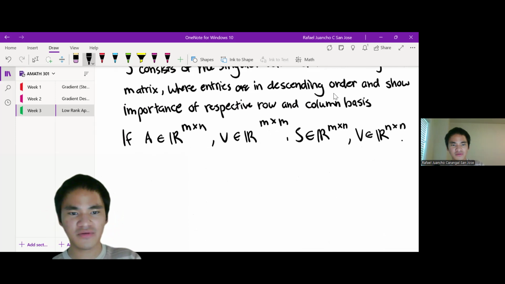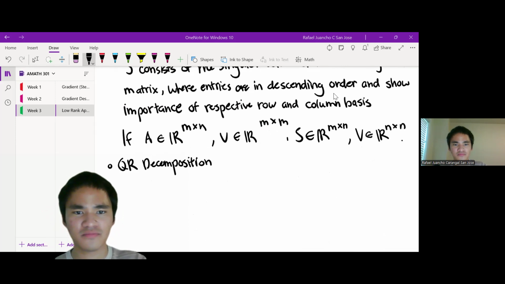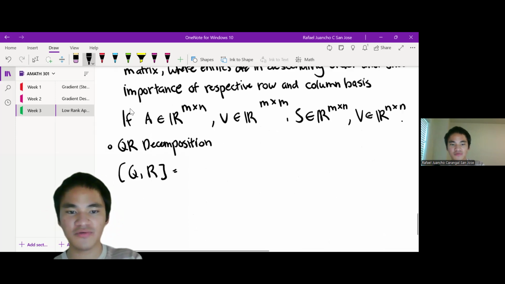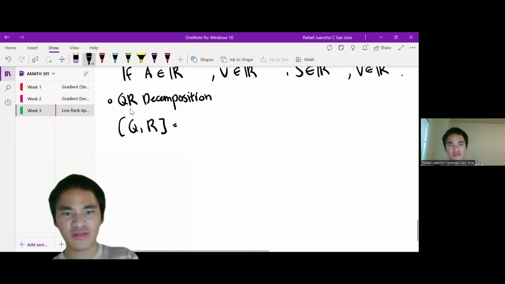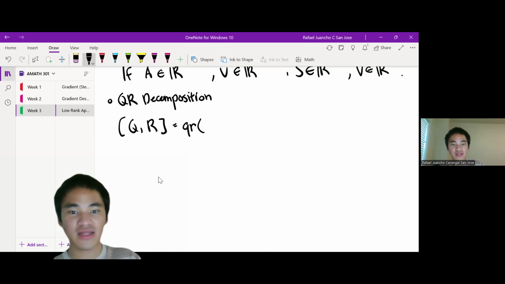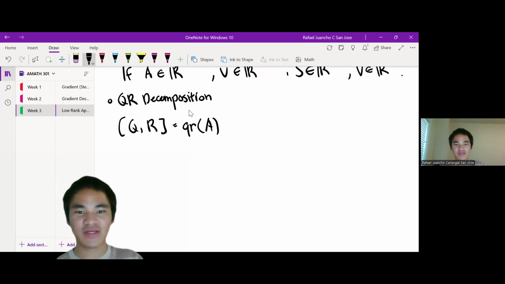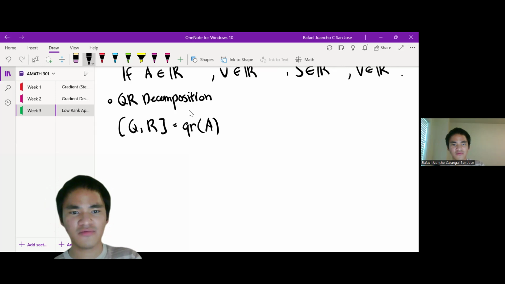Let's move into QR decomposition. In code, there's a built-in function in MATLAB. So I'm actually taking this course in MATLAB. We got QR of A. We say A is equal to QR. This is in mathematical form.